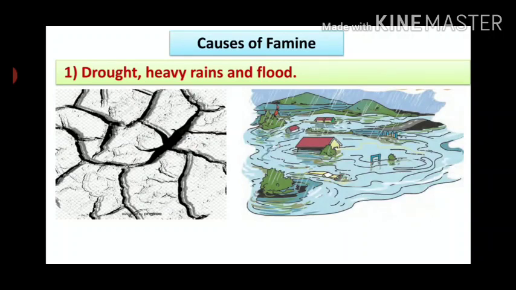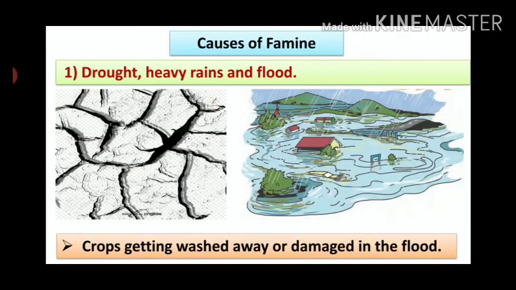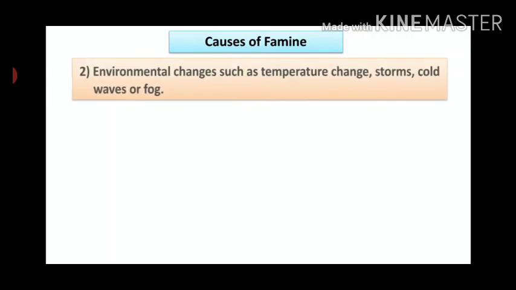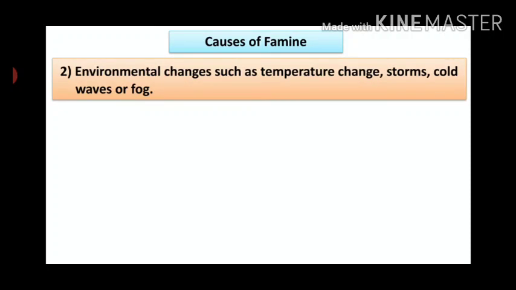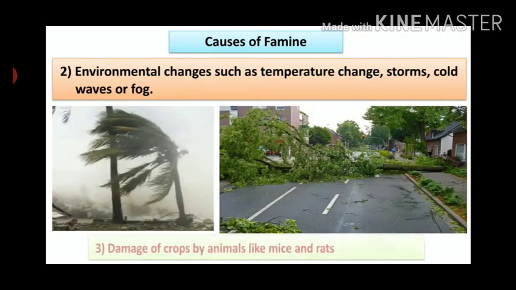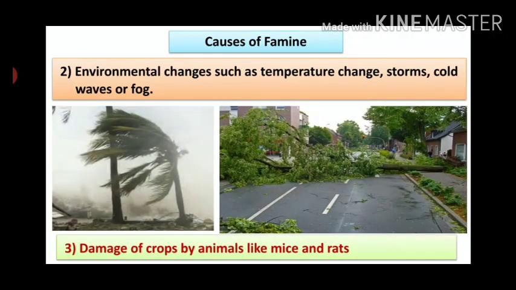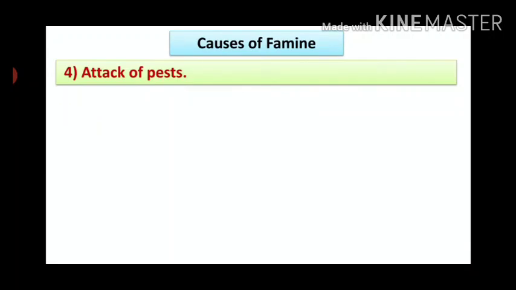Droughts, heavy rains and floods. You can see in the picture. On the left-hand side, it is fully dry. Crops getting washed away or damaged in the flood. Because of the flood, the crops get damaged, spoiled. Then the second point of cause is environmental changes such as temperature change, storms, cloud waves or fog. See in the pictures. Third point, damage of crops by animals like mice and rats. Then fourth cause of famine is attack of pest.